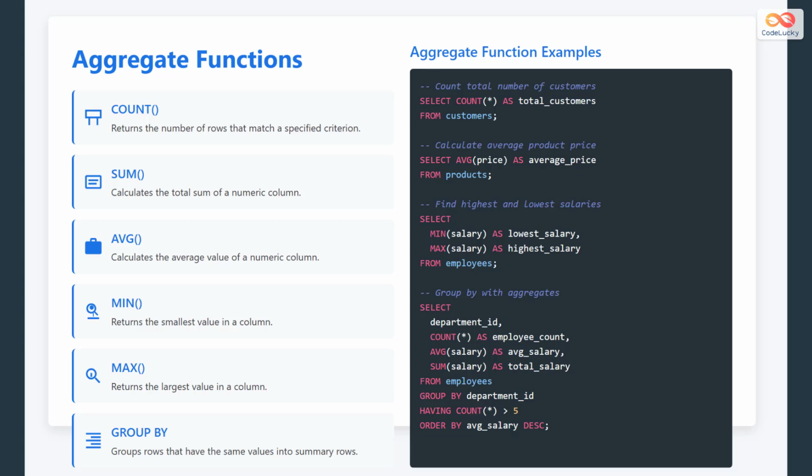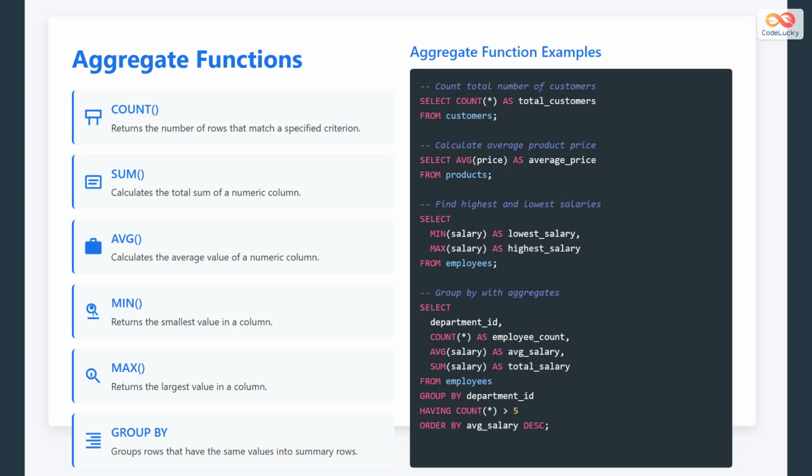The average function calculates the average value of a numeric column. The min function returns the smallest value in a column. The max function returns the largest value in a column. Finally, the group by clause groups rows that have the same values into summary rows.